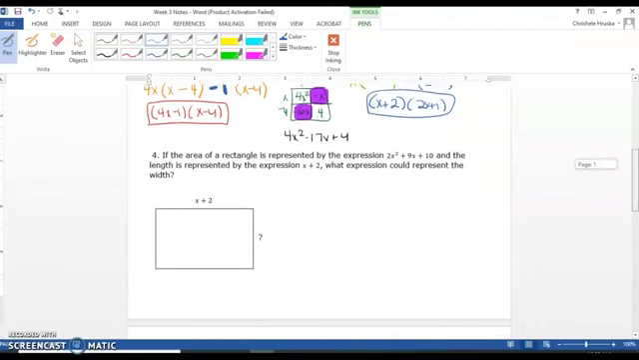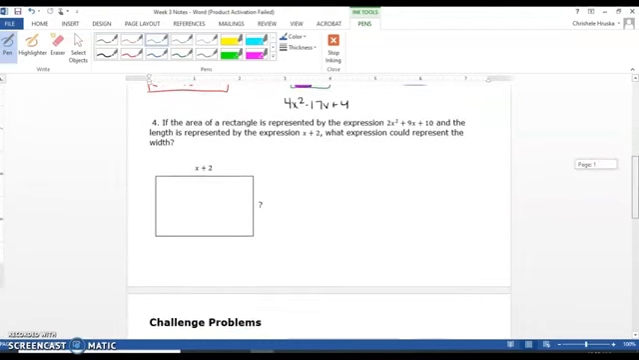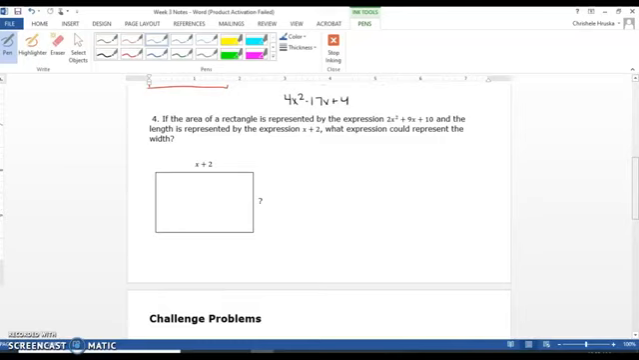All right. If the area of a rectangle is represented by that expression and the length is represented by that expression, what could represent the width? So basically we're saying, what do you multiply x plus 2 by to get 2x squared plus 9x plus 10? Or factor this thing, and what's the other one?